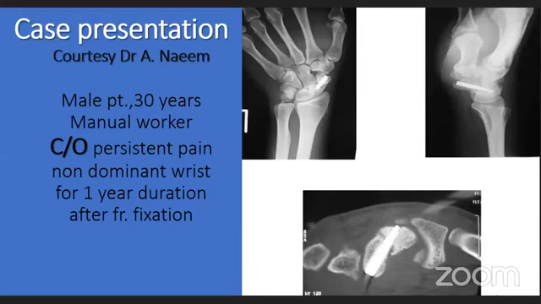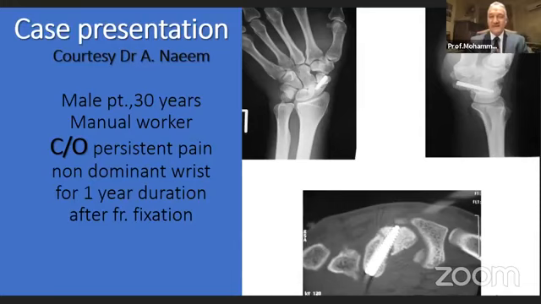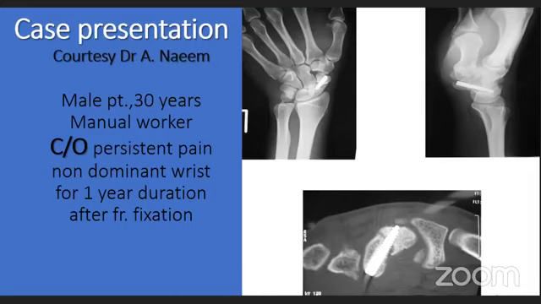I want to ask a question, Dr. Mohammed. After removal of the screw, the space will be a big space. Which type of fixation would you prefer to use from the volar approach in such a case? Would you put another screw, or what? Which type of fixation?